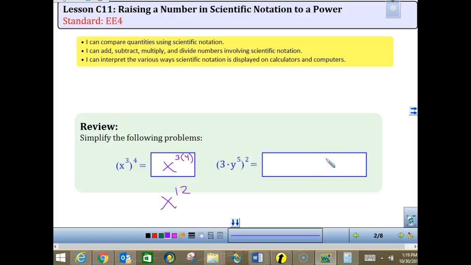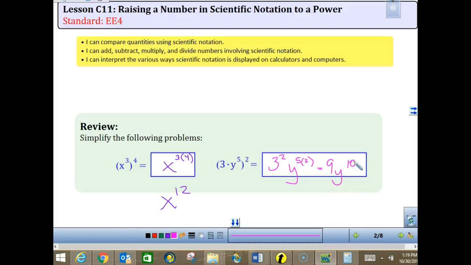When I'm taking a look at the next one, what we have to be careful for is that first the 3 has to be to the 2nd power. And then we have to multiply the 5 and 2, because the 3 was a 1, so that's like 1 times 2. And then we're taking that 5 times 2. So our answer is going to be 3 squared, which is actually 9. So we're going to put 9 and then y to the 10, because we're going to multiply those.